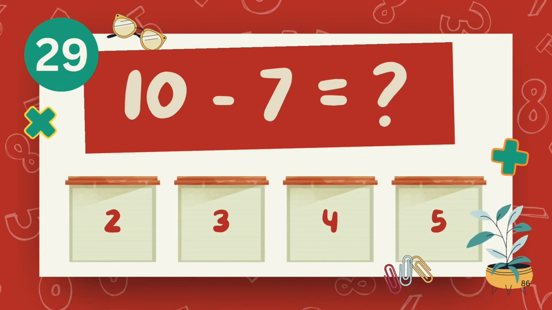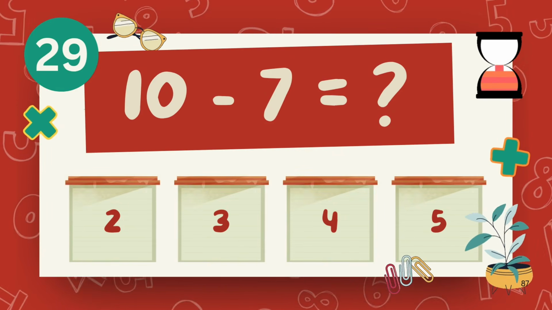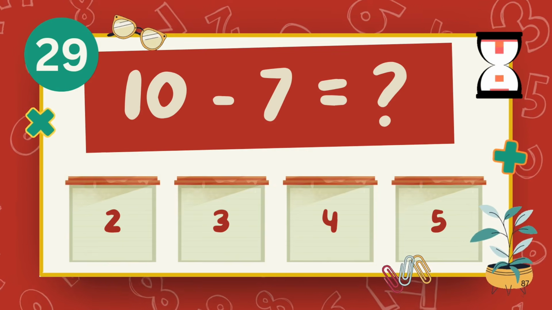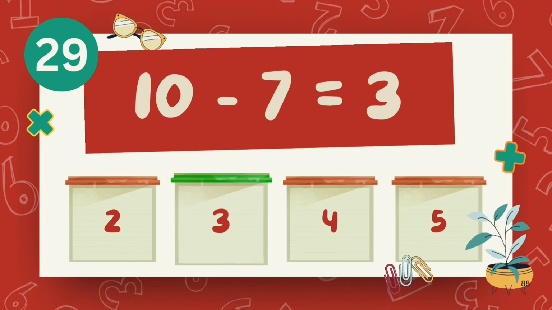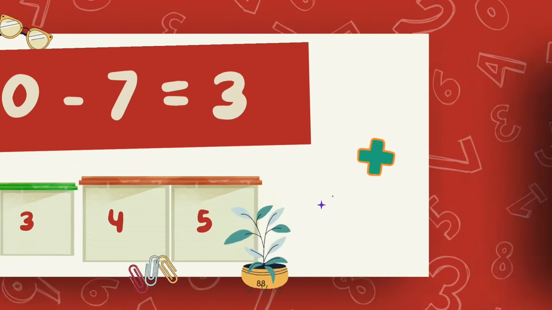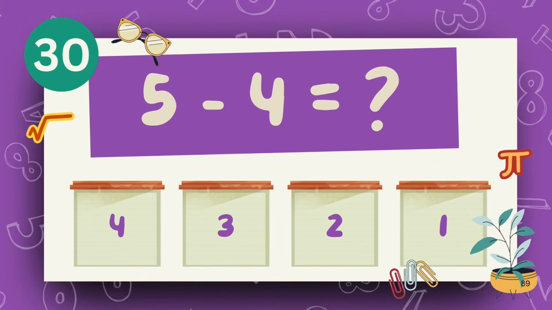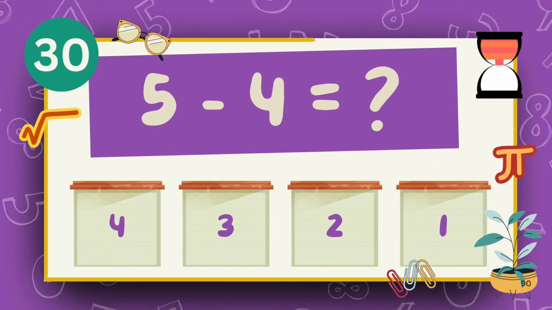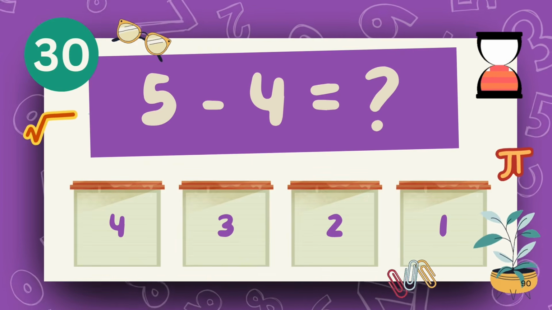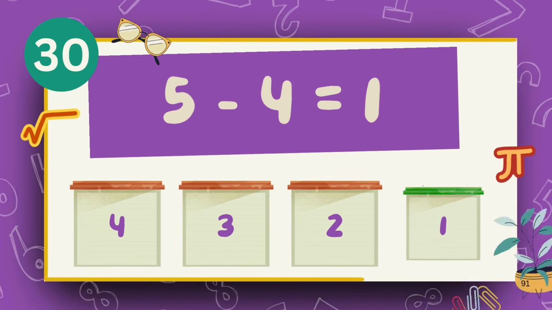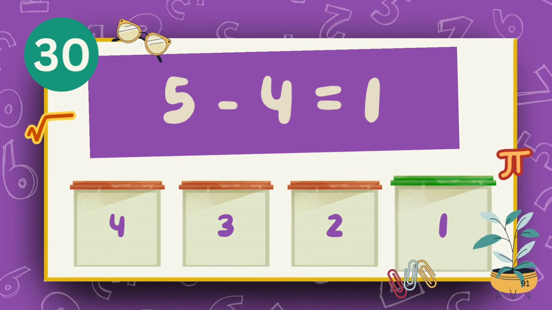What is 10 minus 7? The answer is 3. What is 5 minus 4? The answer is 1.